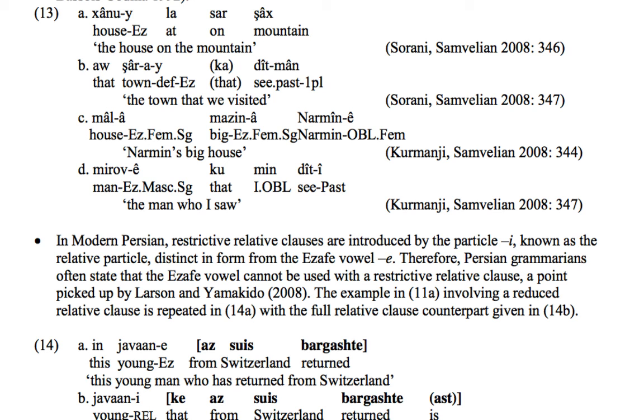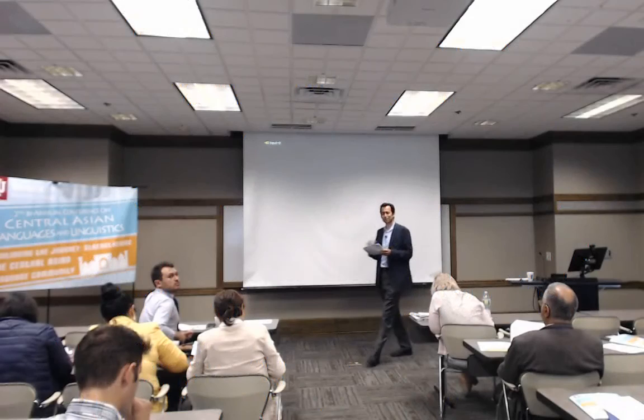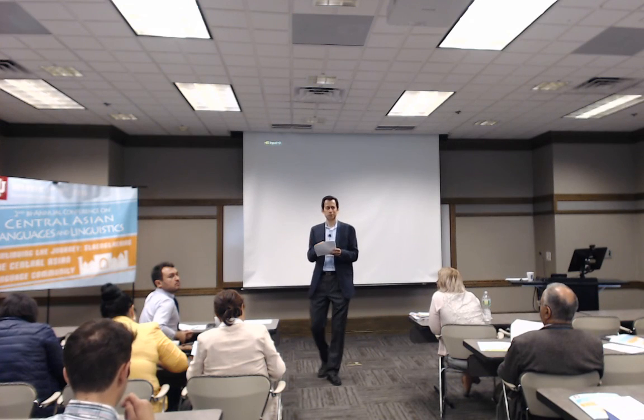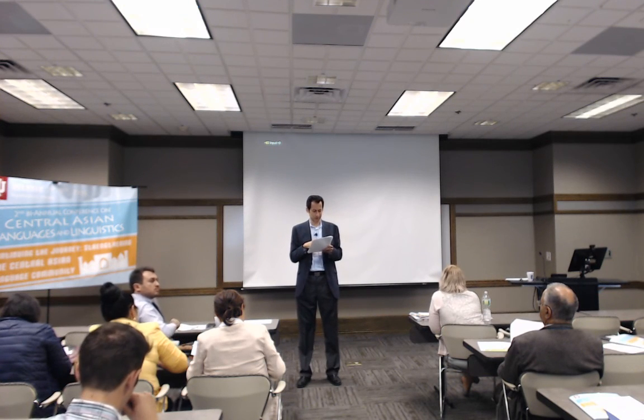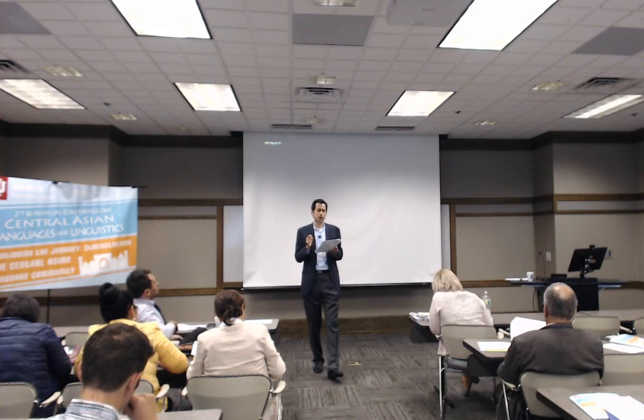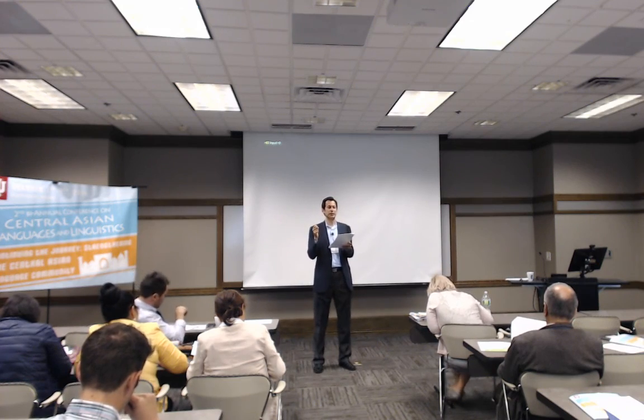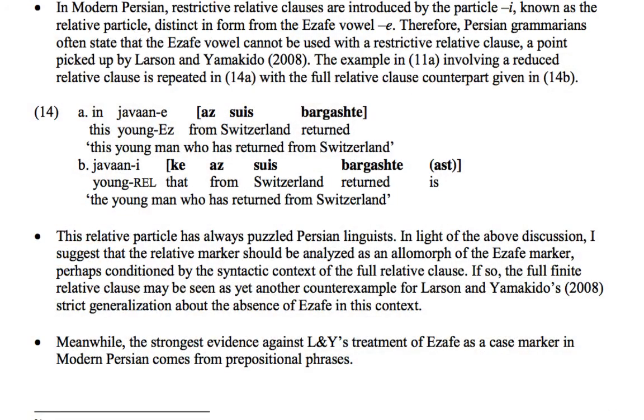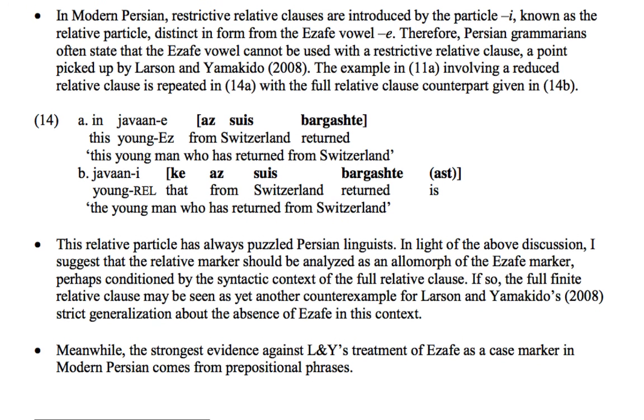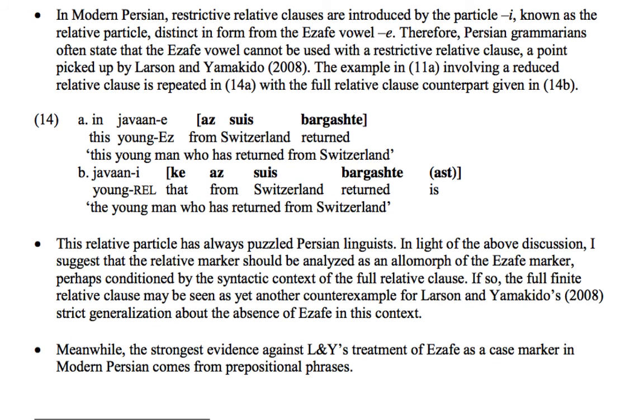In modern Persian, let's go back with this background. I'll go back to modern Persian restrictive relative clauses, and they're introduced by this particle ke, which people call the relative particle, and it's distinct from the Ezafe. They're different. And because of this difference, Persian grammarians often state that the Ezafe is not used in the restrictive relative clause, which is a point that's picked up by Larson.